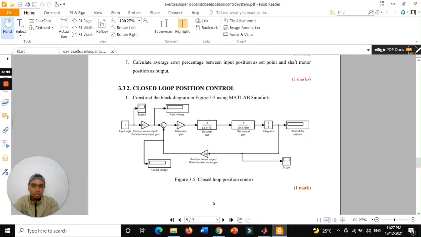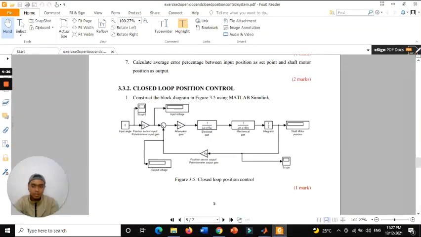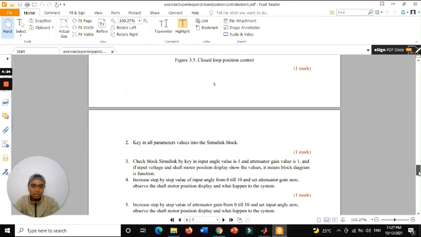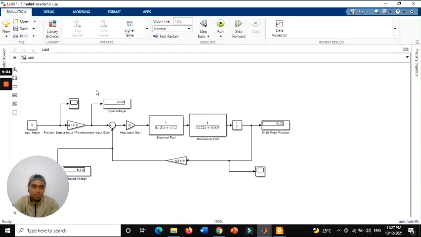Here I will explain activity 3.3.2, closed loop position control. So this is the block diagram that I made in MATLAB. The instruction is to check the block by simulating with input angle 1 and attenuator gain value 1. So this is my block diagram.